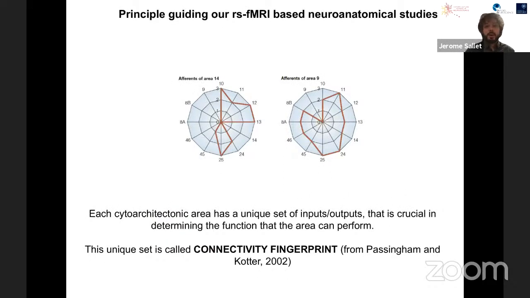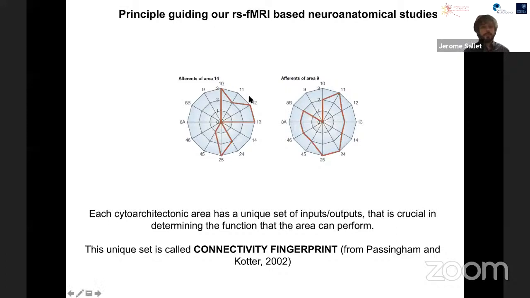Okay, so here we are following the footsteps of Dick Passingham and Rolf Kötter and Wells. What they did in their work is they established that each cytoarchitectonic area has a unique set of inputs and outputs, and that unique set, called the connectivity fingerprint, is crucial for constraining the functions an area can perform. So, for instance, here you've got two connectivity fingerprints of area 14 and area 9, two areas of the prefrontal cortex, represented on this spider plot. Each arm of this plot is a brain region, so area 10, 11, 12, 13, etc. And the length of the red bar on this spider plot corresponds to the strength of the connection between area 14 and the given area.